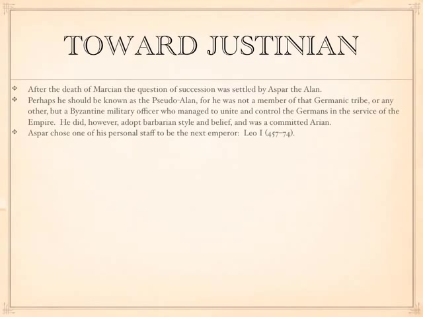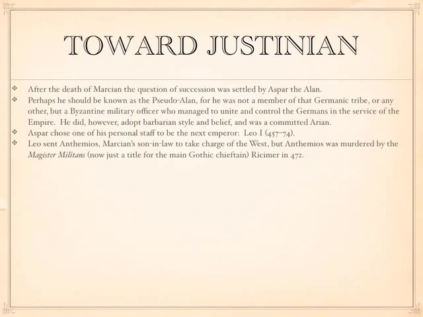Who are you going to choose for emperor when the former empress died in a perpetual vow of virginity, and her husband Marcian didn't want any of his family moving into being emperor because it's not very healthy. Who would wish this on somebody they loved? Aspar chose one of his personal staff, a cruel and capable man who goes down in history as Leo I, and Leo I would reign from 457, the death of Marcian, to the year 474.